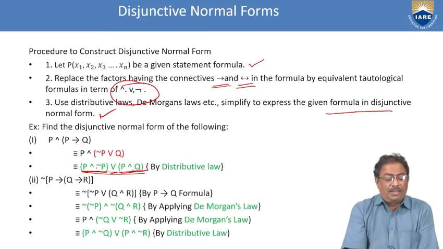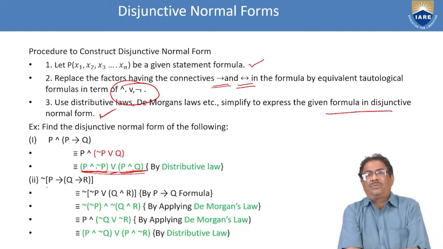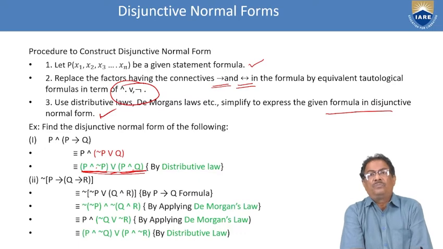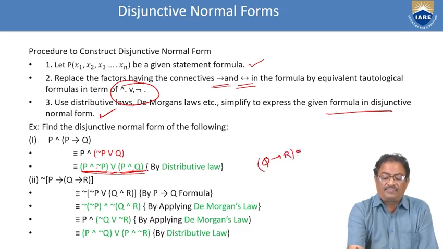Okay. Now let us take another example. First of all, we have to remove the conditionals wherever they exist. Here, the first one is, if Q then R, the equivalent form of which is negation Q or R.